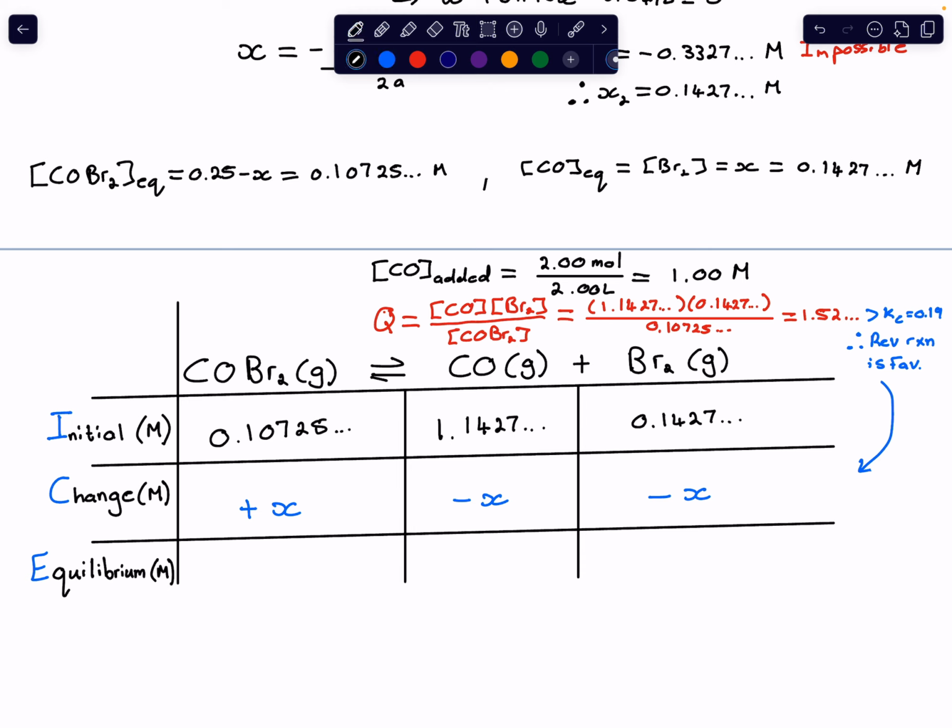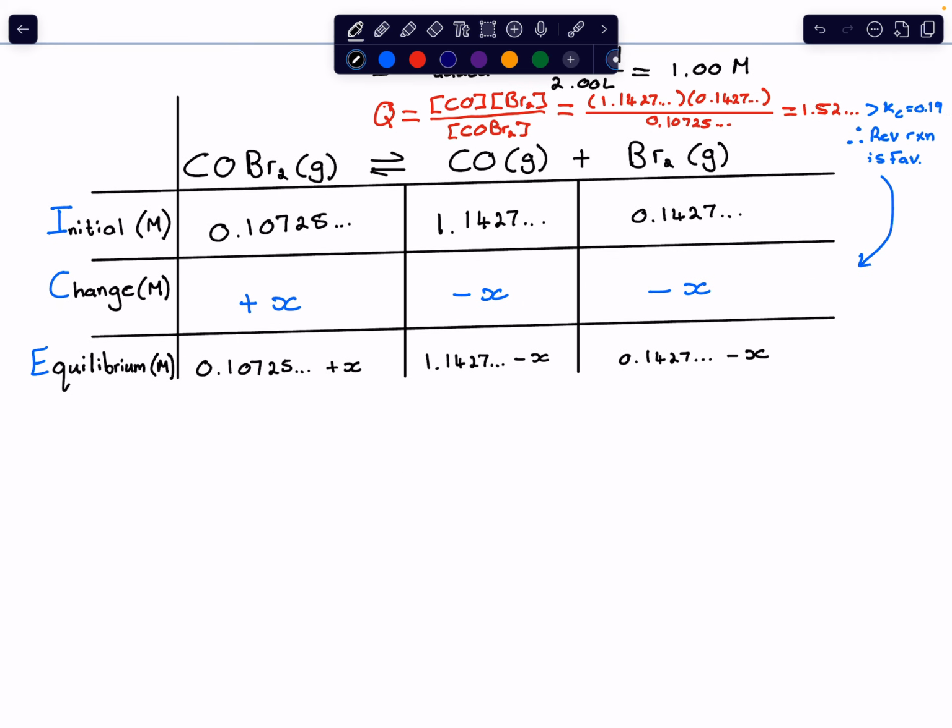So at equilibrium, we have 0.10725, keep all the numbers, plus x, 1.1427, keep all the numbers, minus x, and 0.1427, keeping all the numbers, minus x.